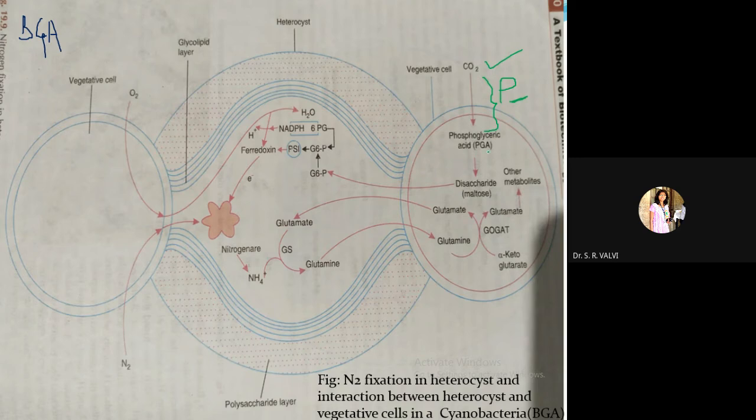Further, this phosphoglyceric acid is converted into maltose, which is a disaccharide, and this maltose is going to shift from a vegetative cell to which cell? Heterocyst cell. It is not shown over here in this cycle, but maltose is going to shift from the vegetative cell to the heterocyst, and then further this maltose is converted into glucose 6 phosphate, right? G6P, that is nothing but glucose 6 phosphate.